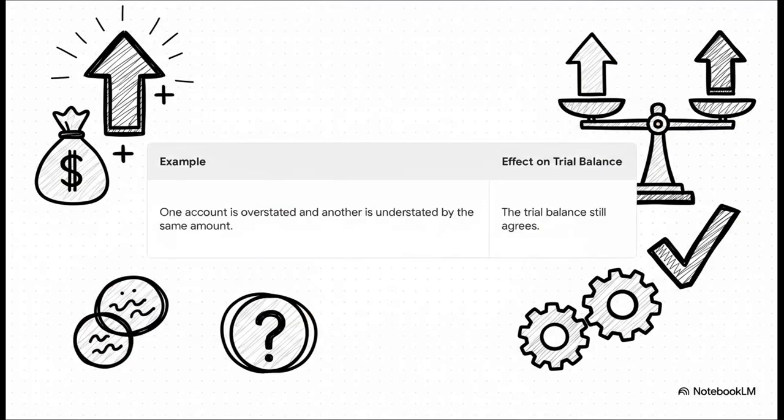So the whole point here is that one error perfectly hides another one. Imagine you overstate your sales account by 1,000 rupees. Bad. But then you also overstate your rent expense by the exact same amount. The two mistakes completely offset each other, and your trial balance looks totally fine.